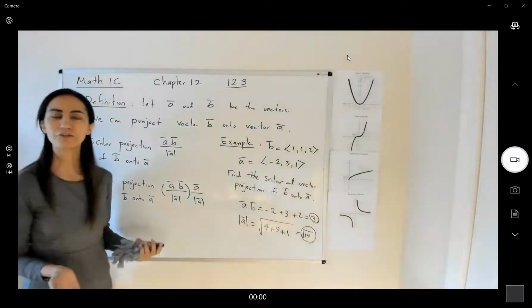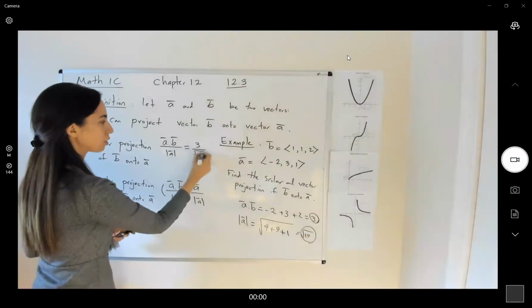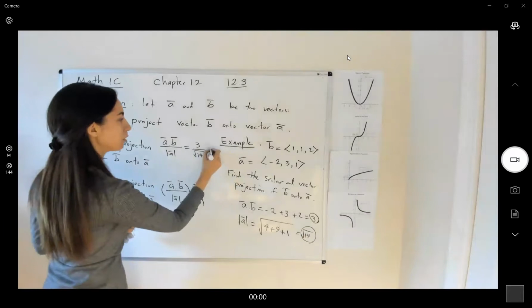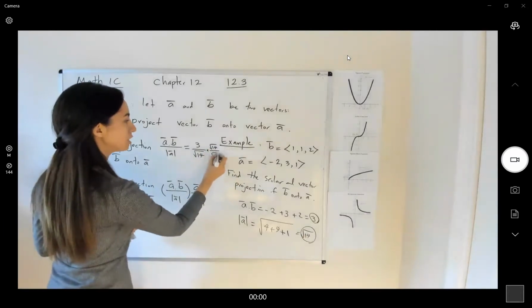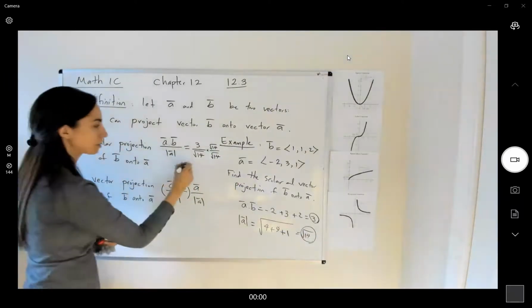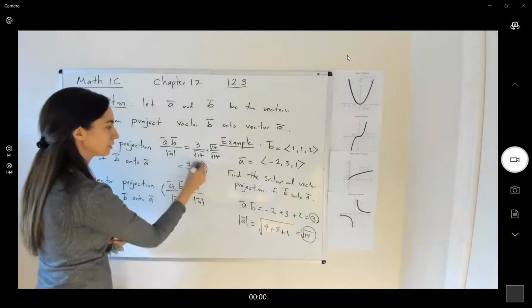So we have all the information we need. This is equal to 3 over square root of 14. Of course, you can rationalize this by multiplying by square root of 14 divided by square root of 14. So the scalar projection is 3 times square root of 14 over 14.